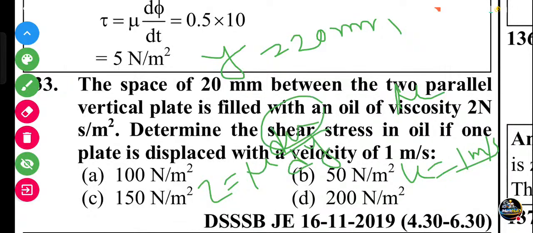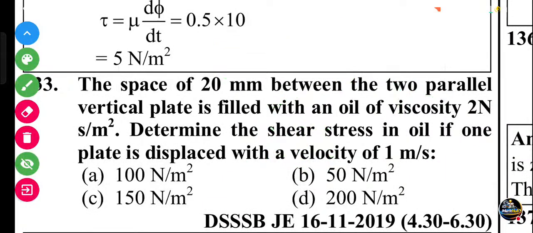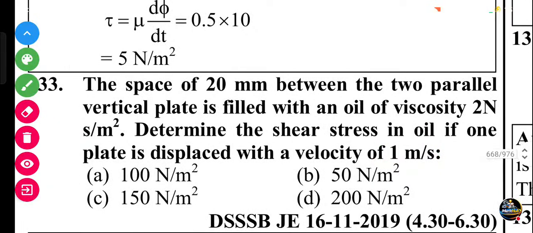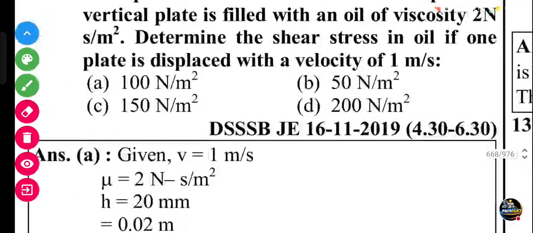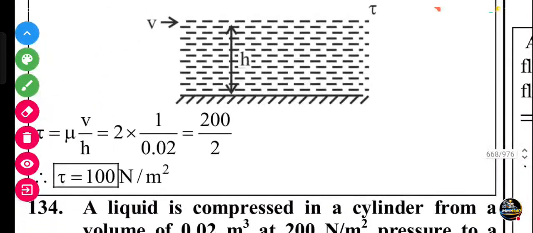where du is 1 meter per second and y is 20 mm. Okay, and y is this and the mu is this. Then you solve it, then you get the shear stress 100 Newton per meter square.